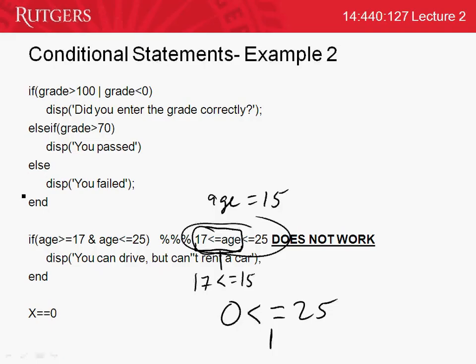Okay. The problem here is that MATLAB evaluates it one operator with its two operands at a time. It doesn't look at this big thing as one statement. It breaks it down. Okay. So recall, if you want to find something between 17 and 25 inclusive, you always have to do age greater than or equal to 17 and age less than or equal to 25. So don't mess that up. It'll do some funny things. Right?